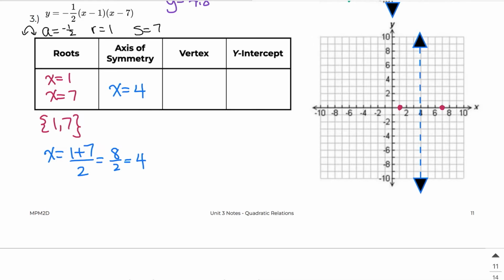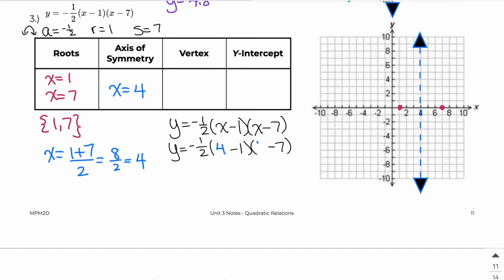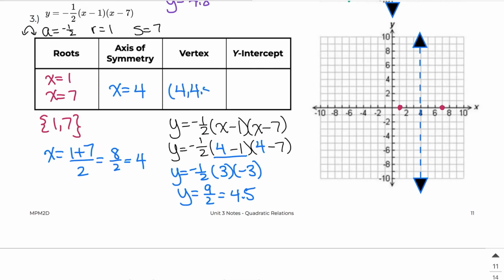Okay, and then our vertex right here would have to be when x is 4. So I have to use my equation right here. So y equals negative 1/2 times (x minus 1) times (x minus 7). So every time I see an x, I'm going to replace it with 4. So go ahead and replace it with 4 and then evaluate and see if you get the same thing I do. Press pause and try it, please. So you could get 9/2 or 4.5. All of these answers are perfectly acceptable. So your vertex will occur at (4, 4.5).